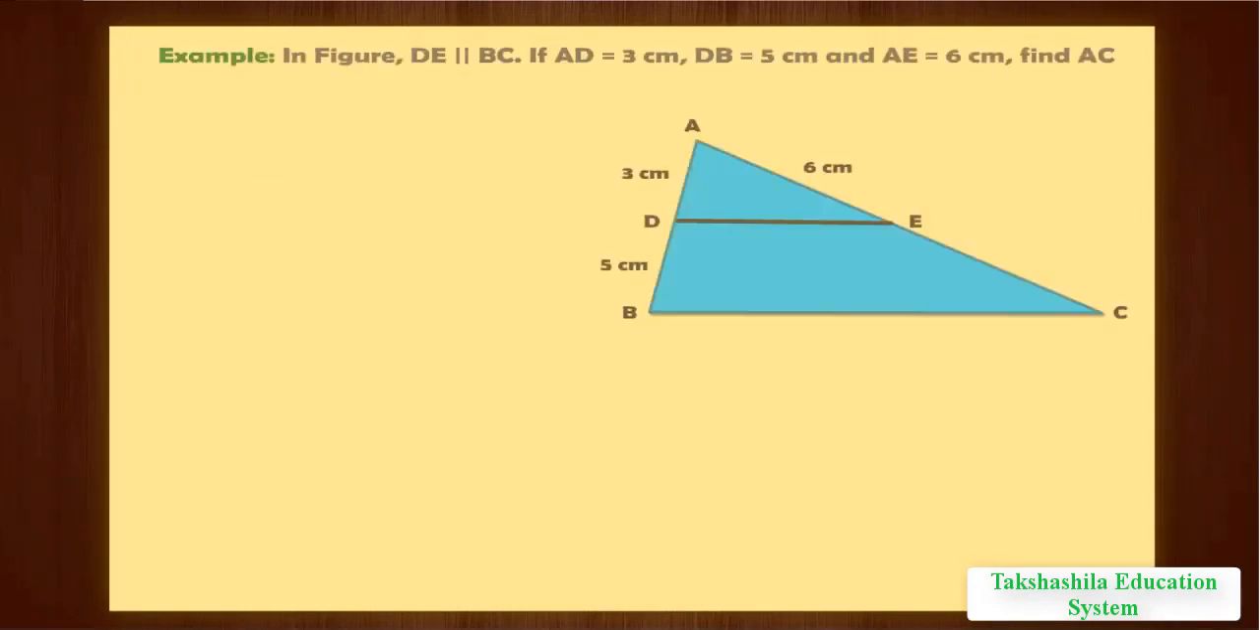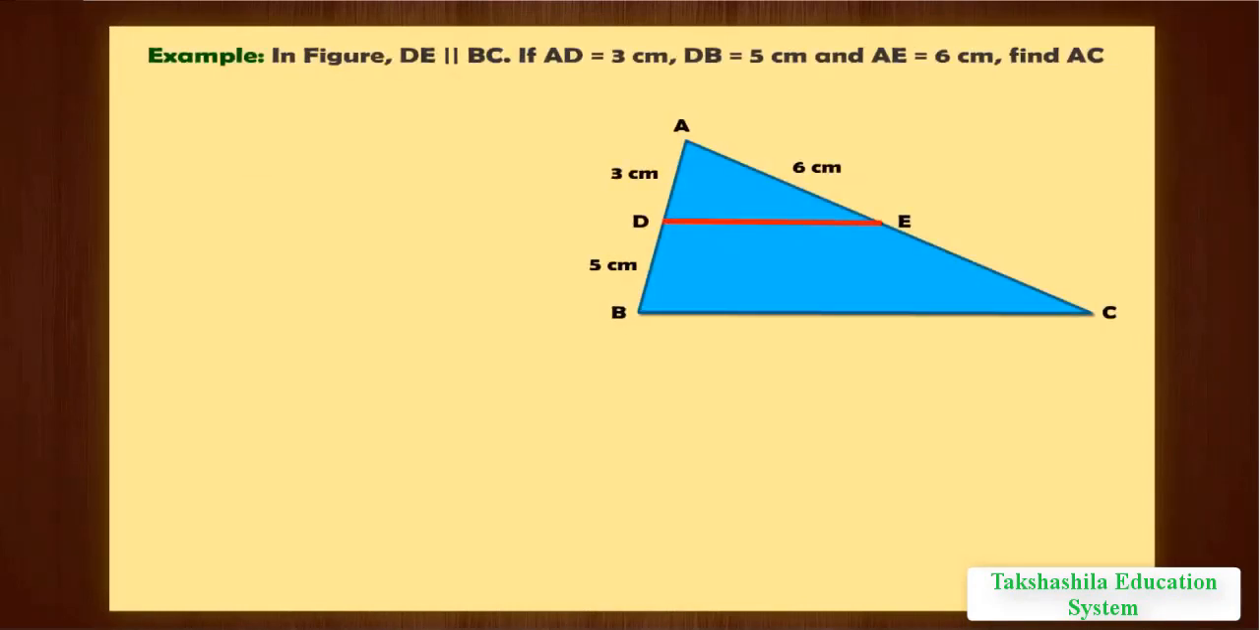Let us take some examples for better understanding. In the figure, DE is parallel to BC. If AD is equal to 3 centimeters, DB is equal to 5 centimeters and AE is equal to 6 centimeters, find AC. Let's solve this. Let EC be equal to x.